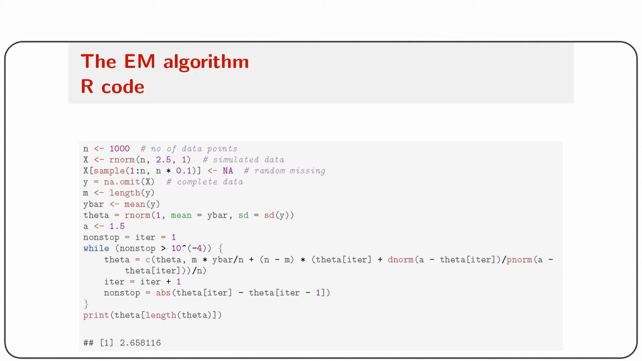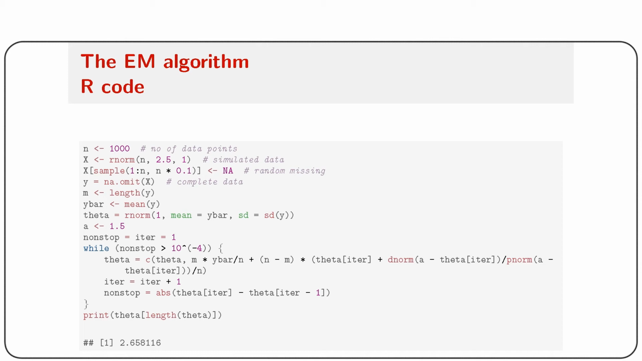Now we'll use a while loop. While non-stop is greater than 10 to the power minus 4, theta equals c(theta, m times y bar divided by n). This is the same expression that I have shown there, written as an R expression. Then eta equals eta plus 1, so every iteration eta is updated, and that will give you the number of iterations at the end of the loop. And non-stop is the termination condition.